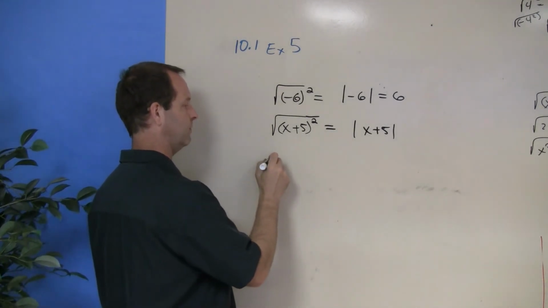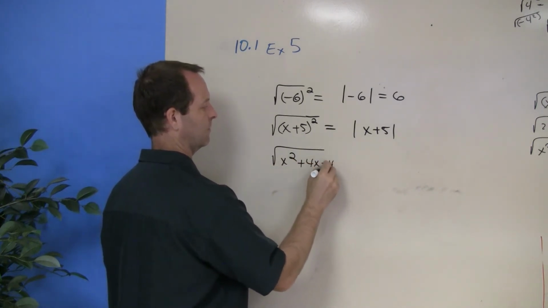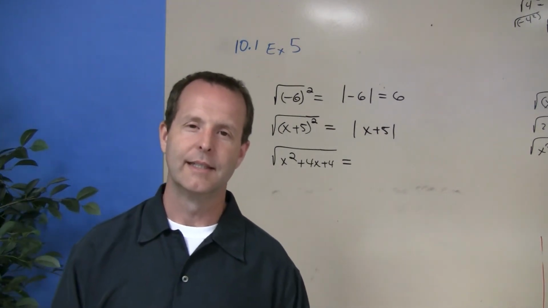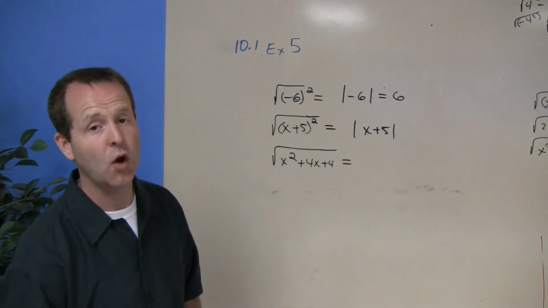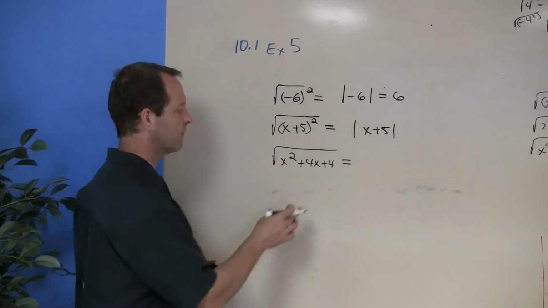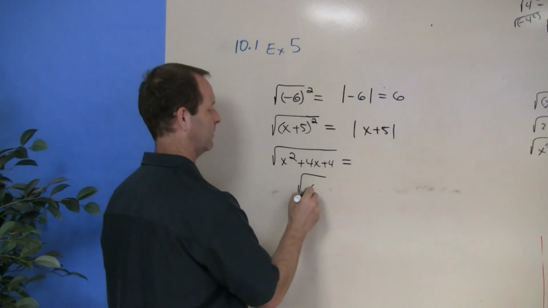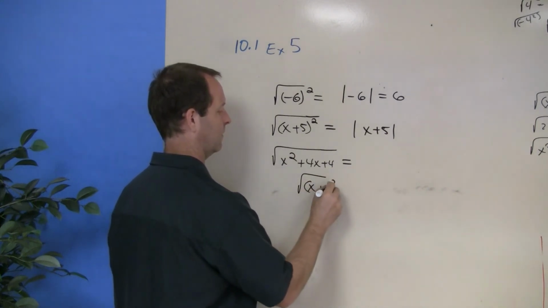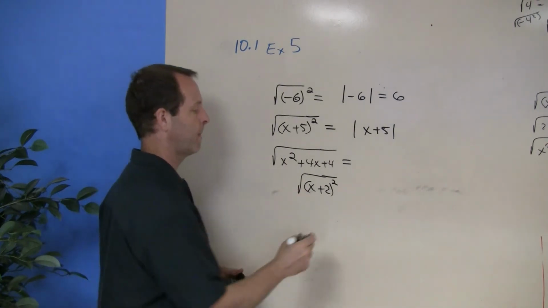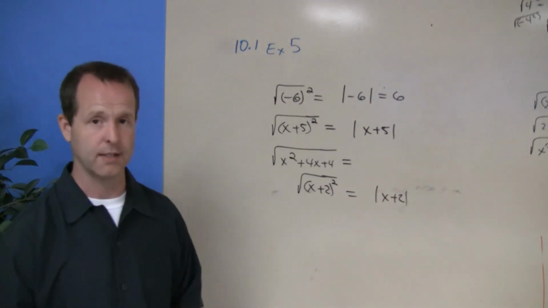In my last example, I had the square root of x squared plus 4x plus 4. We chose that trinomial because we know that if we were to factor that trinomial, or put it in its factored form, this is really x plus 2 times x plus 2. How cool is that, huh? So it's a perfect square trinomial, x plus 2 squared. And again, the value of that is going to be the absolute value of x plus 2.